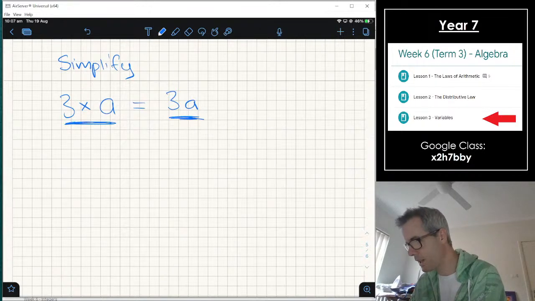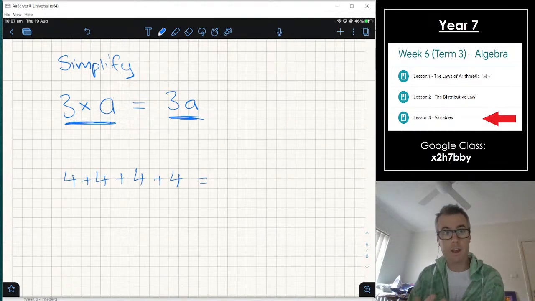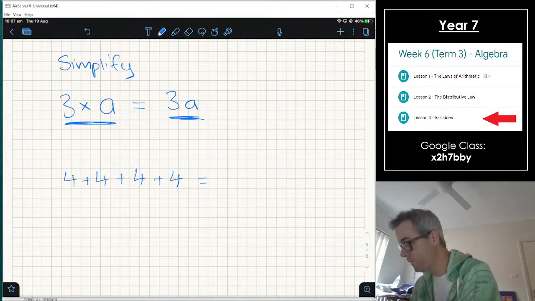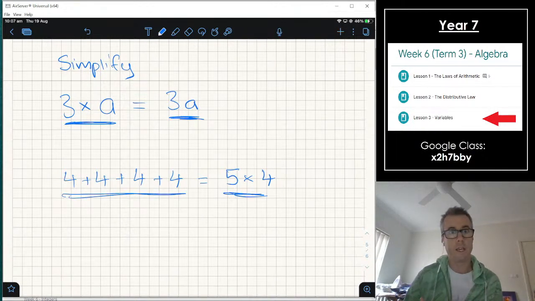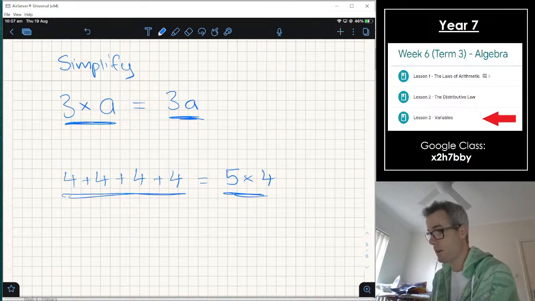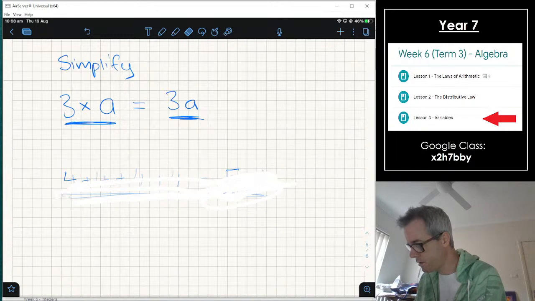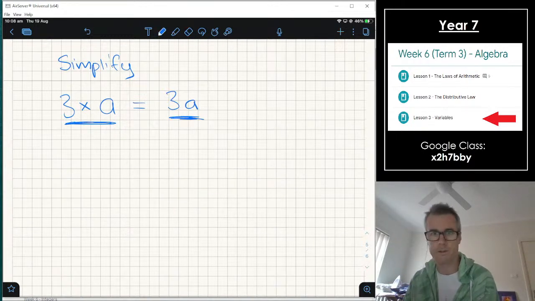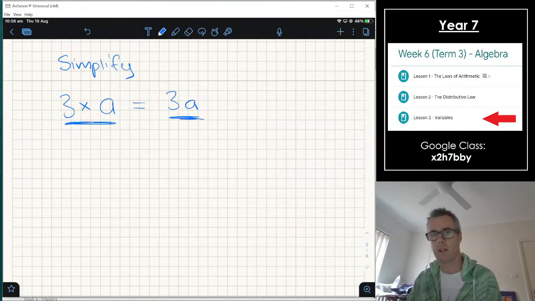Like if I have 4 plus 4 plus 4 plus 4, we can think of this as 4 lots of 4, right? We take something that's long and we make it smaller. Algebra just does it at the next level, and it communicates that pattern. In this instance, it takes 3 lots of a and says, well, I've got 3 a's.